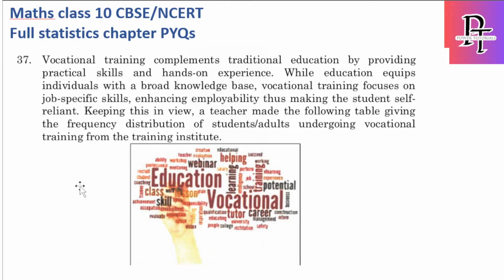You can see this is the second case study question. The question is: vocational training complements traditional education by providing practical skills and hands-on experience, while education equips individuals with a broad knowledge base. Vocational training focuses on job-specific skills, enhancing employability, thus making the student self-reliant. Keeping this in view, a teacher made the following table giving the frequency distribution of adults undergoing vocational training from a training institute.